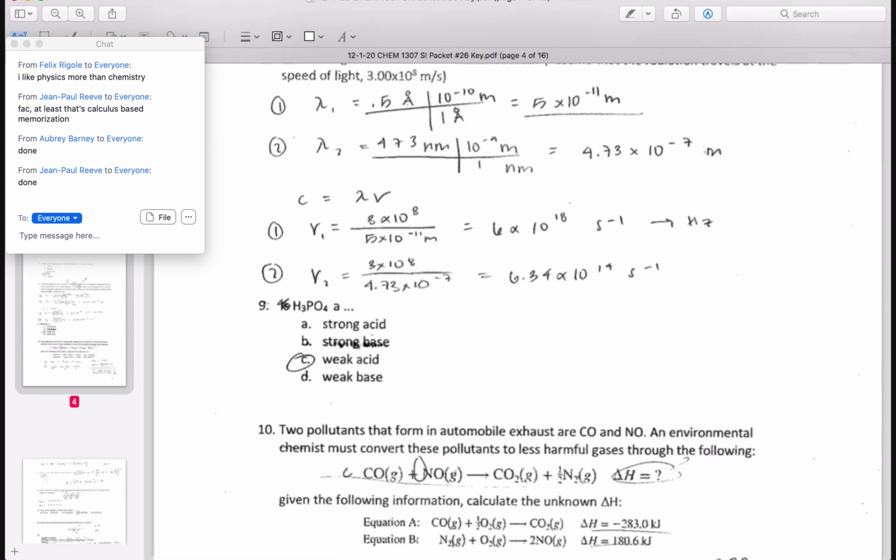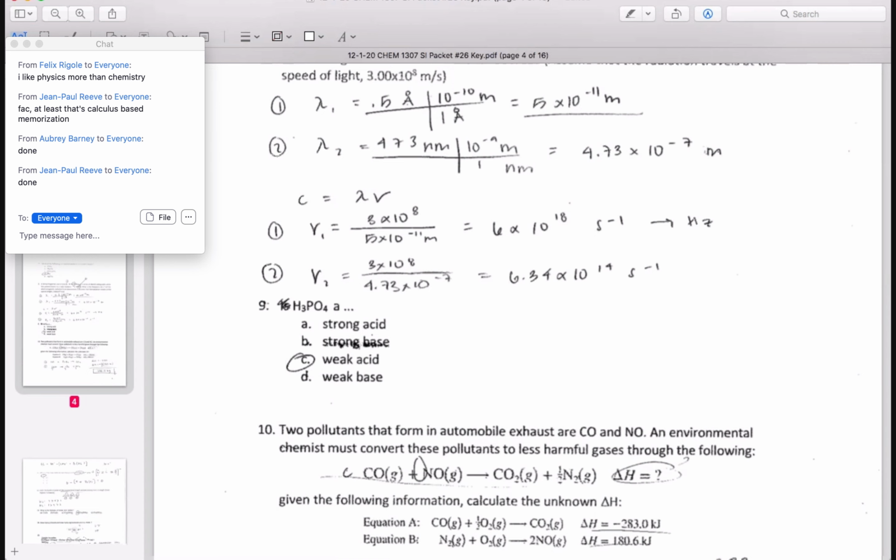Do I have any questions on the pi and sigma bond one? Okay, and y'all should see, like I said in my last session, that I would include more hybridization problems. You can see that I have some down below. We just haven't gotten to them, but they will be on my next packet.